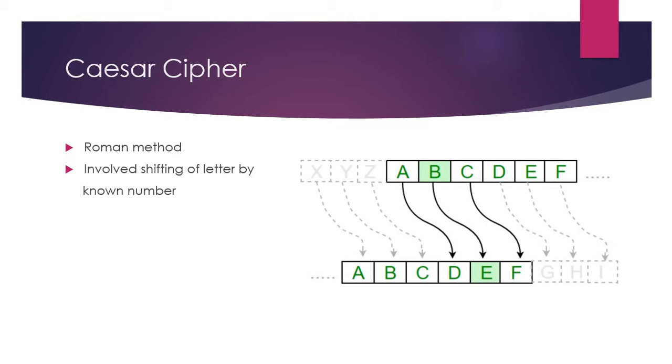Now coming to Caesar cipher, which is also one form of classic cryptography. Actually, it's the earliest and most popular method of cryptography under the Roman Empire. And you all know that Julius Caesar was one of the main emperors under the Roman Empire. So this cipher was named after him.